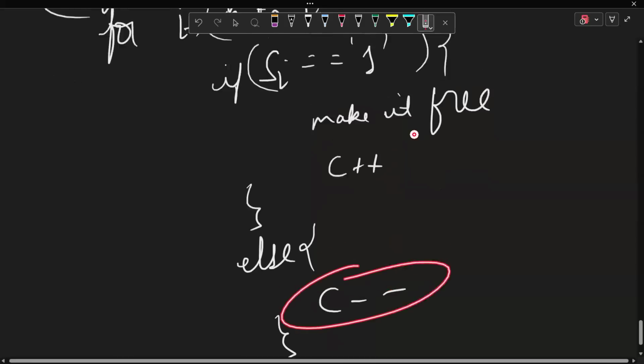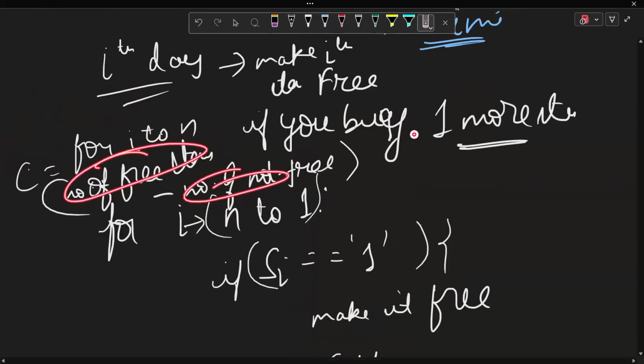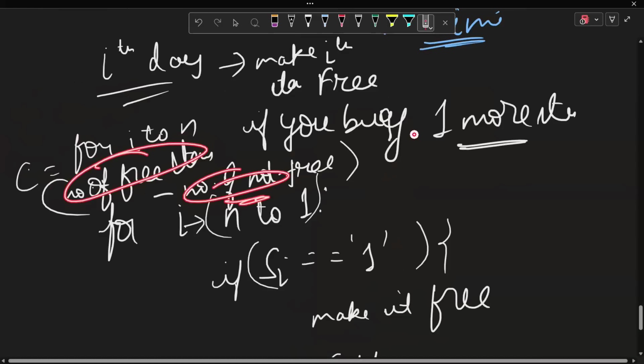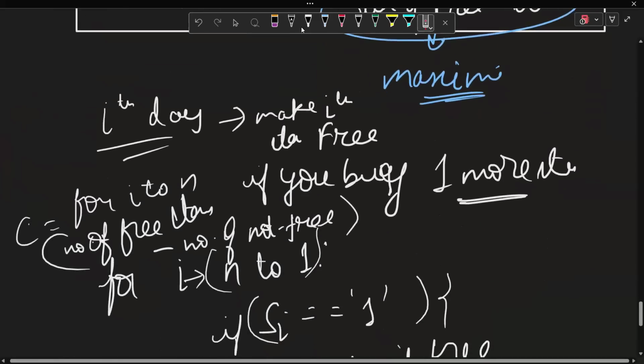Now I know for sure that this C should be less than or equal to 0 at the end, because if the number of free items is more than the number of not free items, that is not valid. To make every item free, I need an item which is not free to make it free. So at the end, this C should be less than or equal to 0.